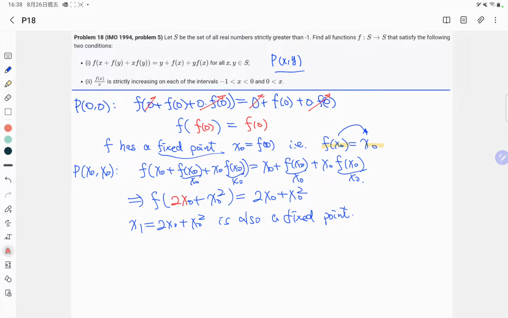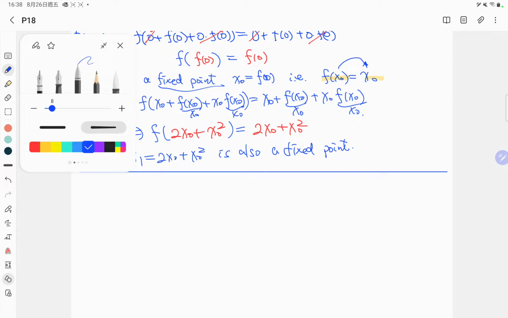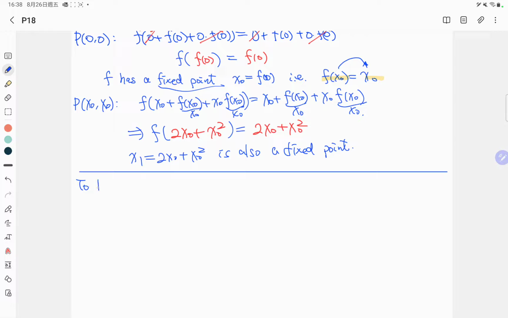As you can see here, let's put it in red color. So this is a fixed point. The f maps x_1 to itself. Okay, so the next step, let us try to prove that f has a unique fixed point at x_0 equals 0. It can't be any other.